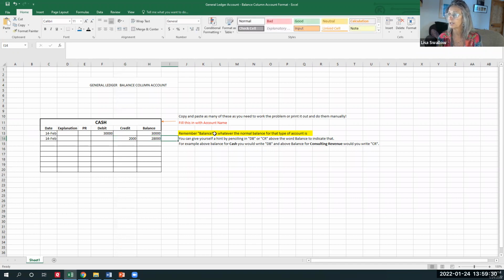So remember, the balance is whatever the normal balance for that type of account is. And you can give yourself a hint by penciling in debit or credit above the word balance. So in here with cash, I would just pencil in debit. Okay. So this is what a proper general ledger account looks like for each account in your general ledger. And again, we just use T accounts because they're so much easier.